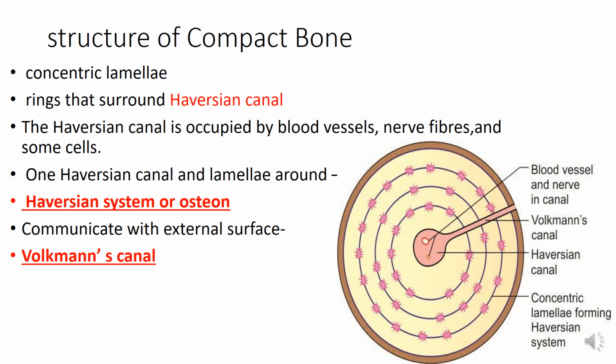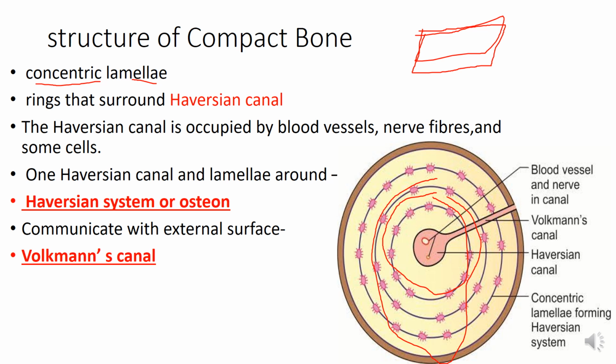Now coming to the structure of compact bone. Compact bone is formed by concentric lamellae. We have already seen lamellae, right? So we have seen that lamellae are stacked over each other to form the lamellar bone. Now here in compact bone, we can see that these lamellae are arranged in a concentric fashion, one over the another. So this is a lamella, this is another lamella, and you can see that there are spaces formed in between lamellae.